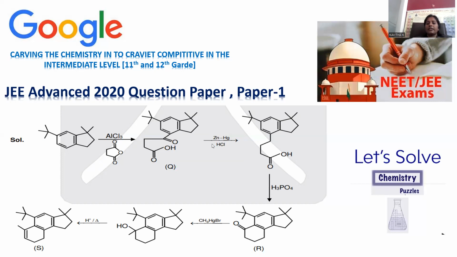This Q is further treated with zinc amalgam and HCl. Zinc-mercury combination with HCl is called the Clemmensen reducing agent. Simply, wherever a ketone is there, it will be converted into CH2. So we can notice C double bond O is now converted into CH2. It's a simple reaction only, a named reaction we can say.